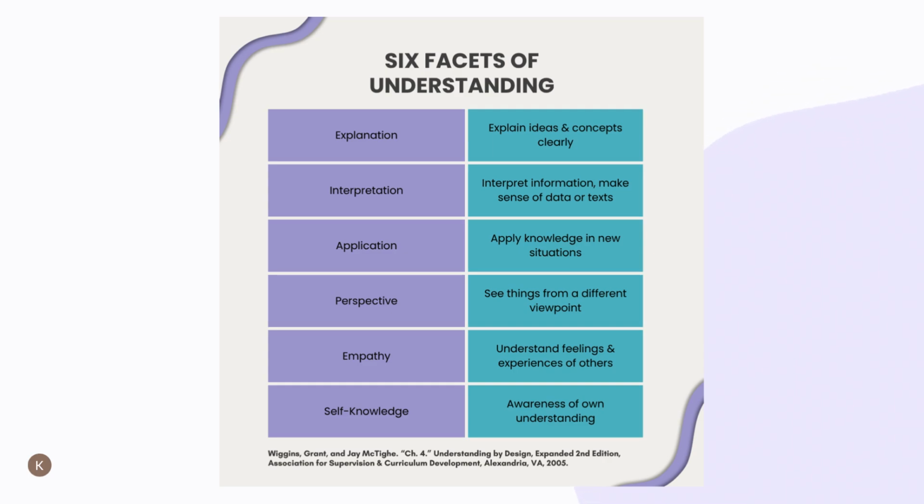These facets include explanation: can the student explain their reasoning? Interpretation: can they interpret information and apply it? Application: are they able to apply their knowledge in new situations? Perspective: can they view issues from different perspectives? Empathy: can they express understanding and empathy for different viewpoints? And self-knowledge: are students aware of their strengths and weaknesses in learning? By incorporating these facets into assessments, educators can gain a comprehensive view of student understanding and facilitate deeper learning.